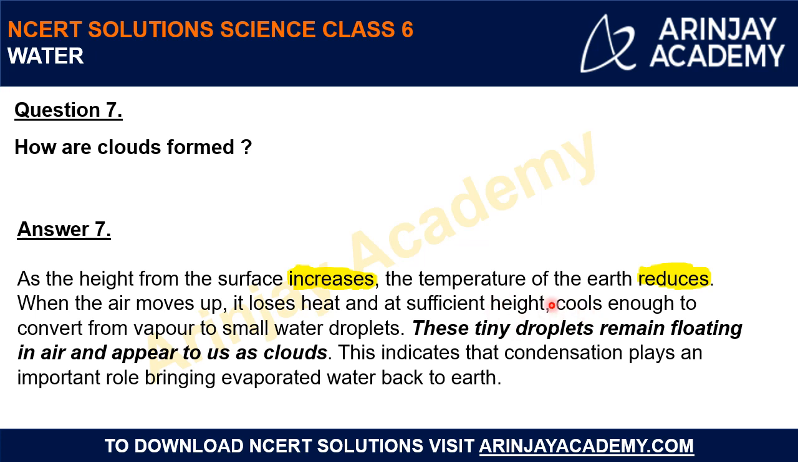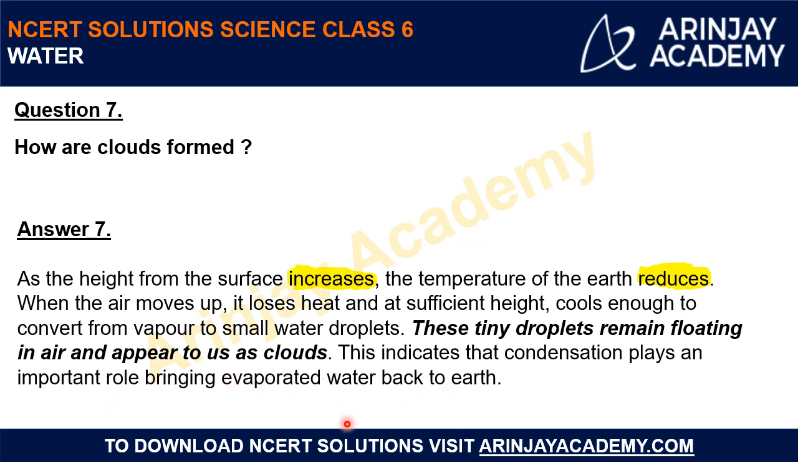अब ये जो tiny droplets हैं which remain floating in the air at that height, they appear to us as clouds as seen from the surface of the earth. So जो tiny droplets form हुए वही हमारे क्या है? They are clouds. Now this indicates that condensation plays an important role in bringing evaporated water back to earth.